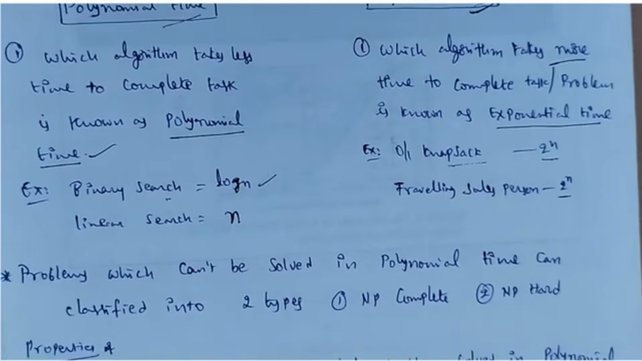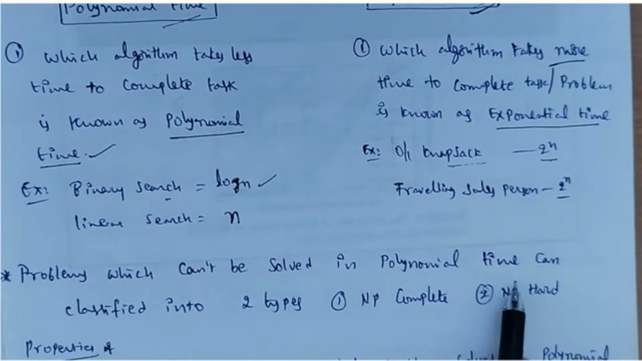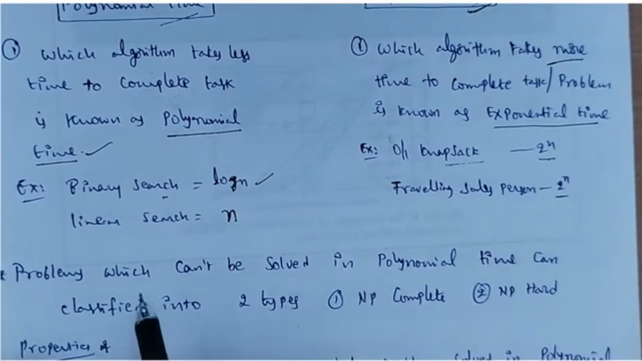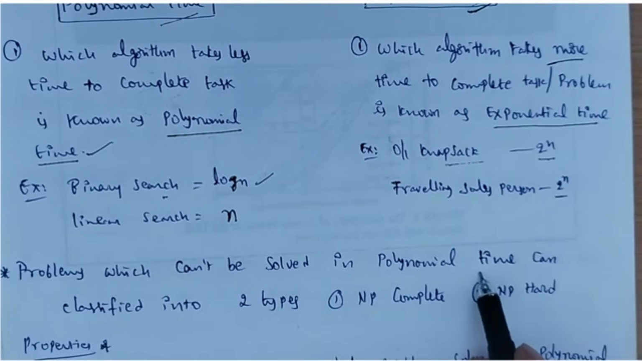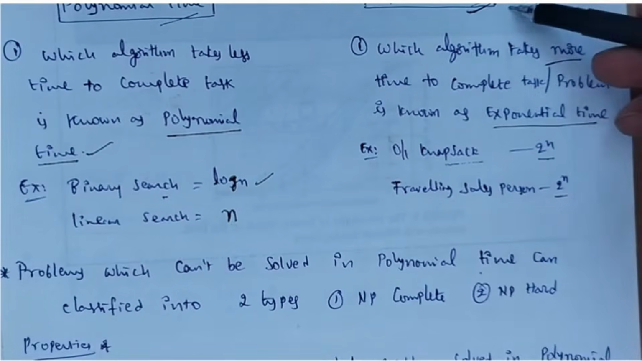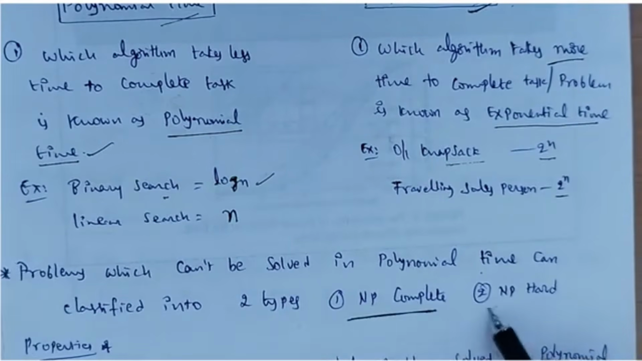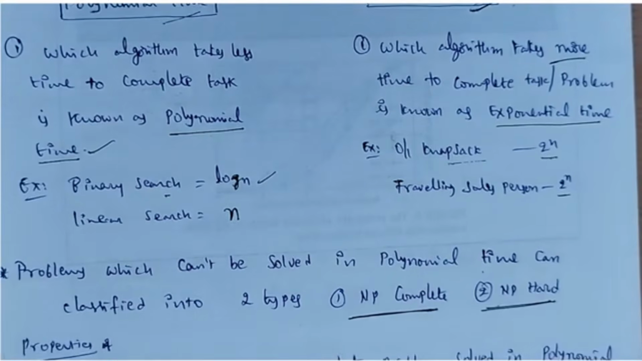Problems which cannot be solved in polynomial time can be classified again into 2 types. That means exponential time algorithms are again classified into two types. The first one is NP complete, the second one is NP hard. What is the meaning of NP complete? What is the meaning of NP hard?